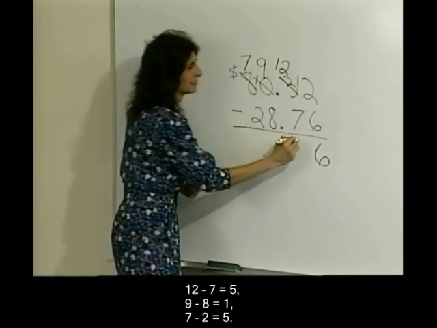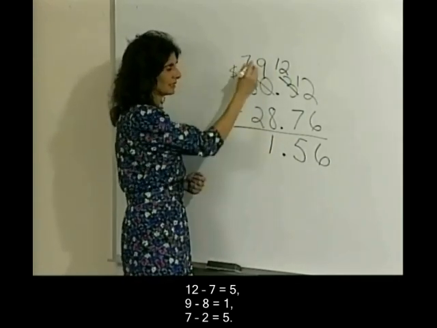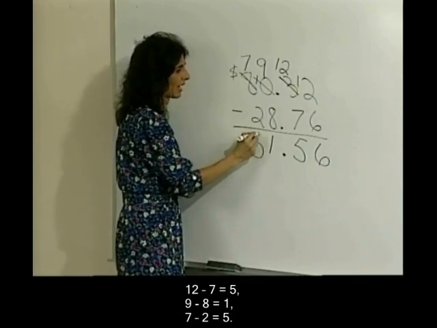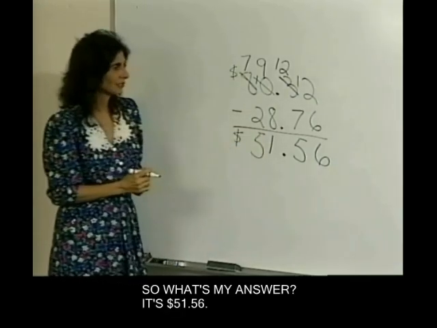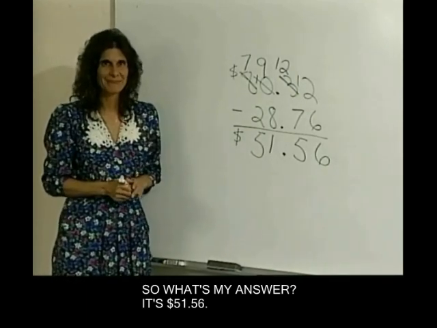12 minus 7 goes 5 times. 9 minus 8 goes once. 7 minus 2 is 5. So what's my answer? It's $51.56.